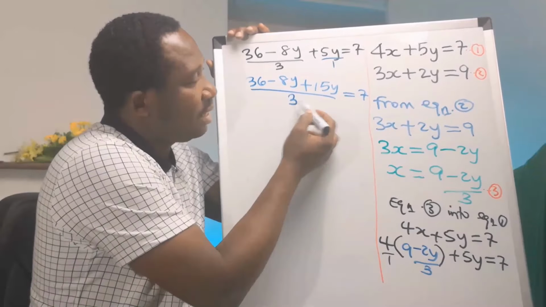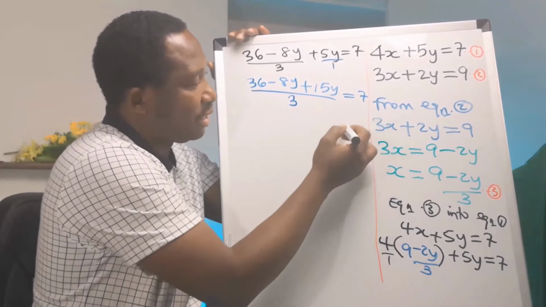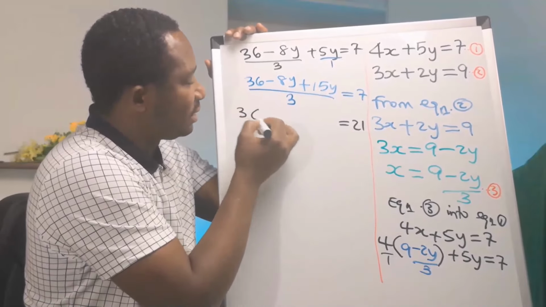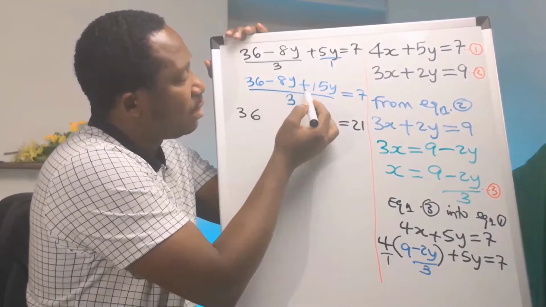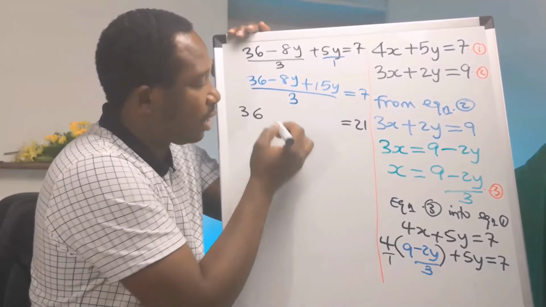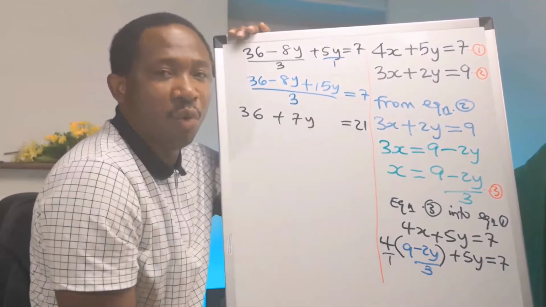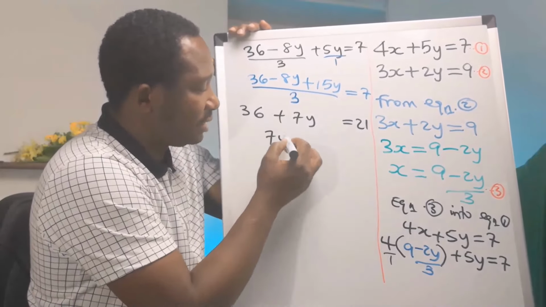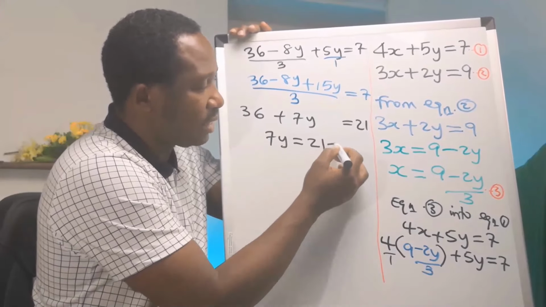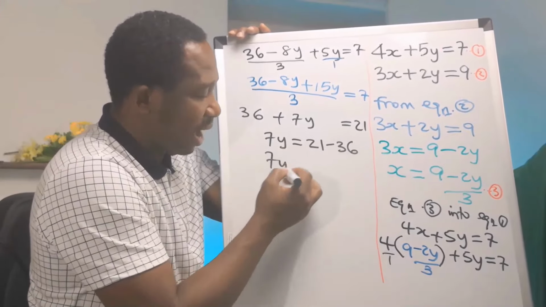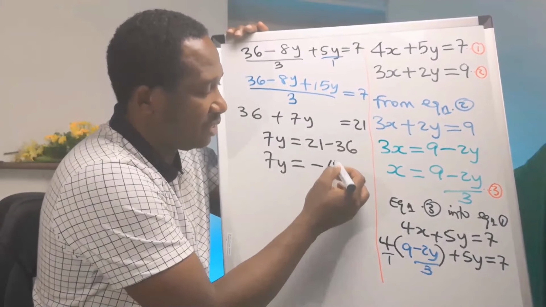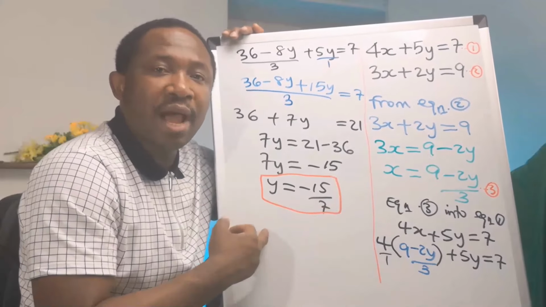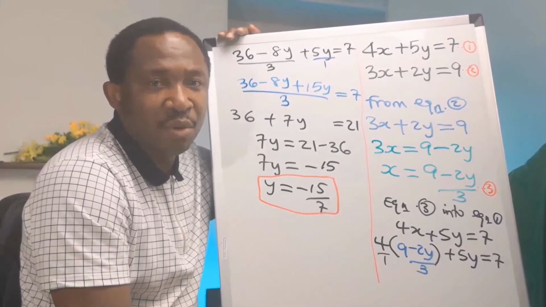Next, 3 will multiply 7 on the other side and you have 21. On this side you have 36 minus 8y plus 15y, which gives plus 7y. Our aim is to make y the subject. Hence, we're going to have 7y is 21 minus 36. 7y is minus 15, and y is minus 15 over 7. Now, we have obtained the value for y.